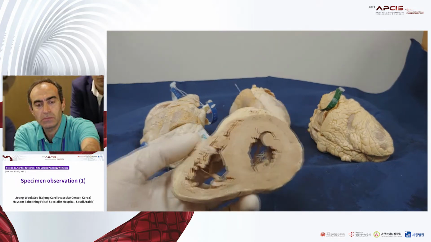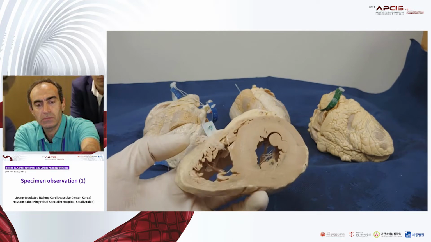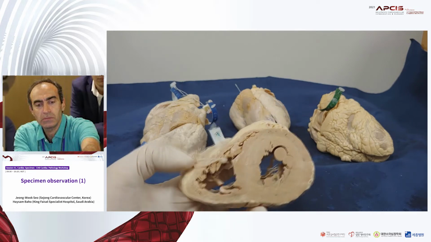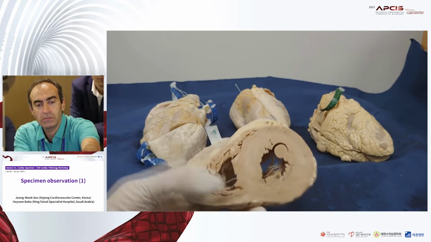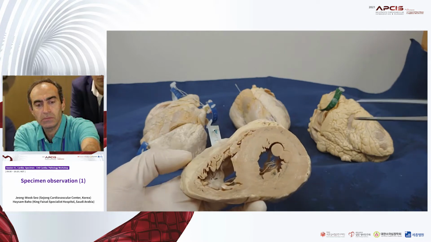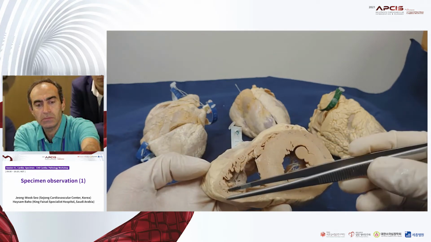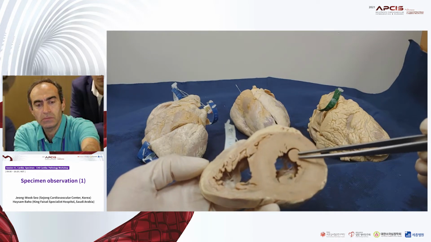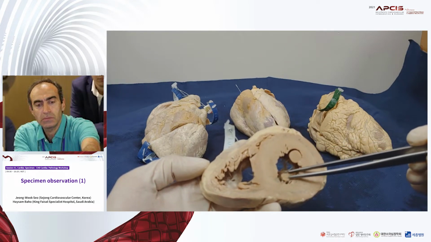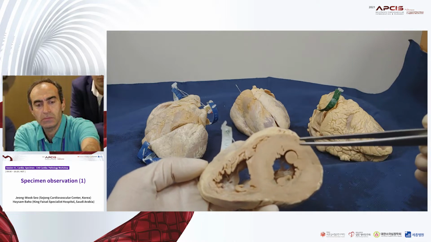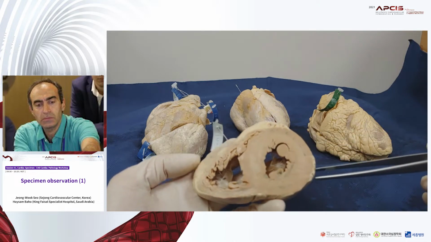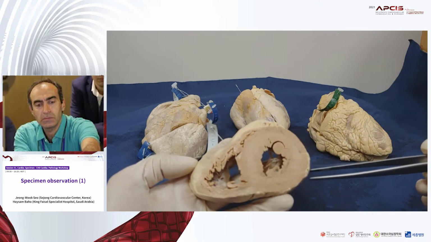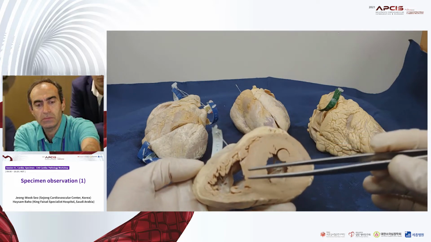First is a short axis of a human heart sample, cut in a short axis. This is the left ventricle, this is the right ventricle. We can see here the septum and the two papillary muscles, the anterolateral and the posteromedial papillary muscles. Here we can see a good correlation of this cut to the echo correlation.